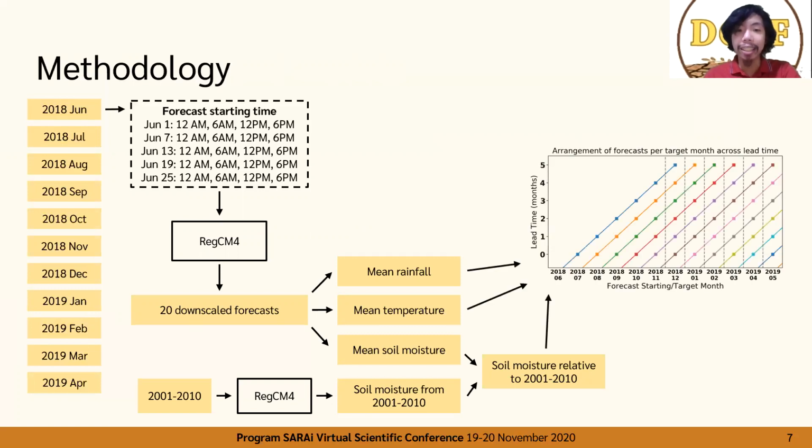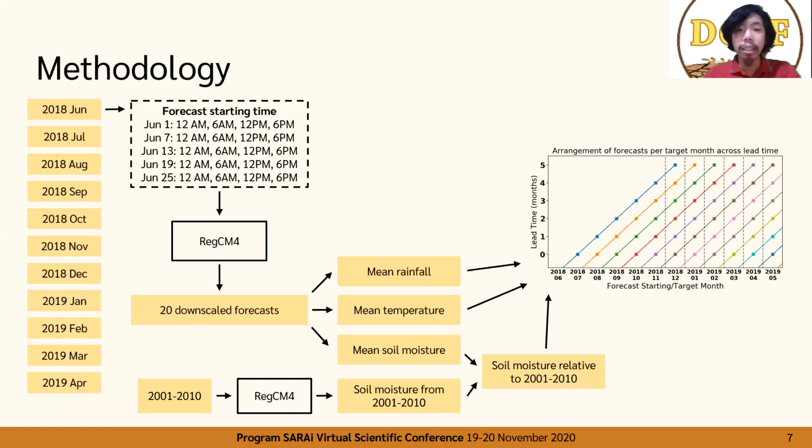Then we group the forecasts according to the lead time for each target month. For example, the first diagonal line in blue are the 20 forecasts starting in June 2018, which have starting dates from June 1 to June 25. Thus, the earliest the June forecasts can be released to the public is less than a week from July. So for the forecasts starting in June 2018, there is only a 0-month lead time for July 2018, 1-month lead time for August 2018, and so on.